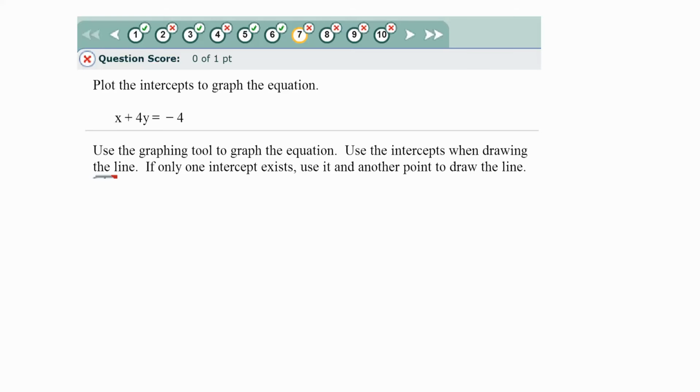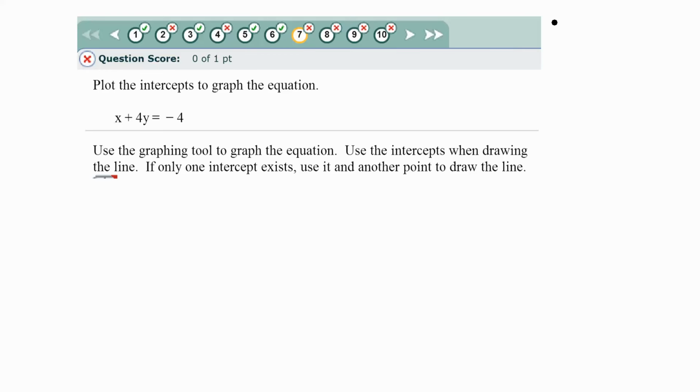Now, this particular problem asks us to do it by plotting the intercepts, and that's honestly usually the easiest way to graph a linear equation in standard form like this, because there's something in particular about the coordinates of the intercepts that makes them very easy to graph.